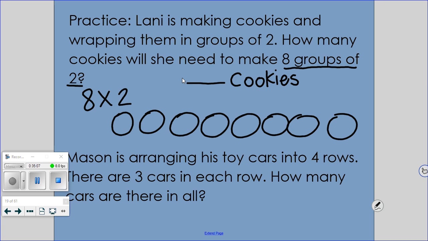What's going in my circles? William, what's going to go in my circles? Cookies. How many? 2. Could I put dots or could I put the number? Put the number. I like the number, but if you like dots, go ahead. 2, 2, 2.